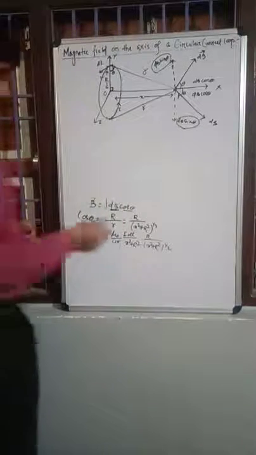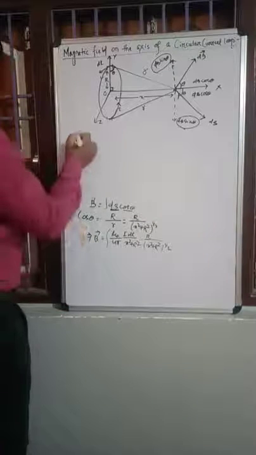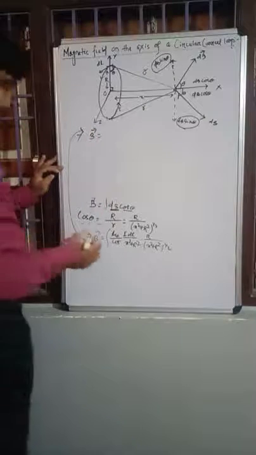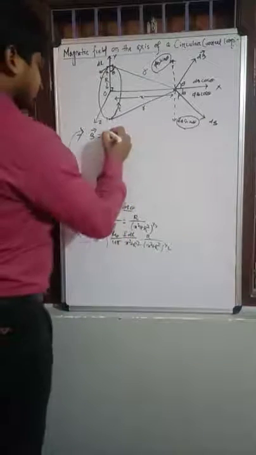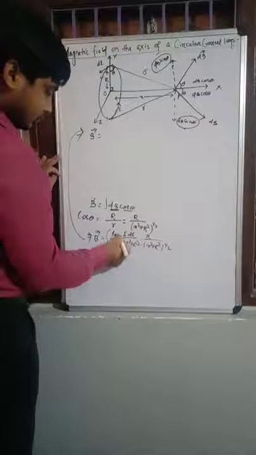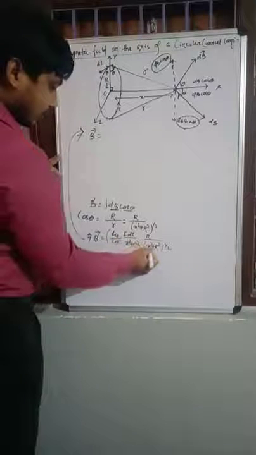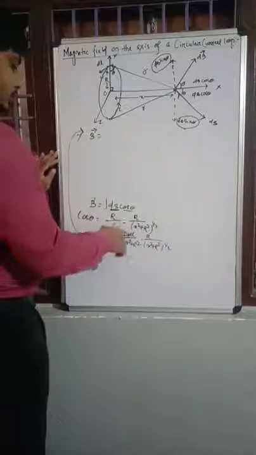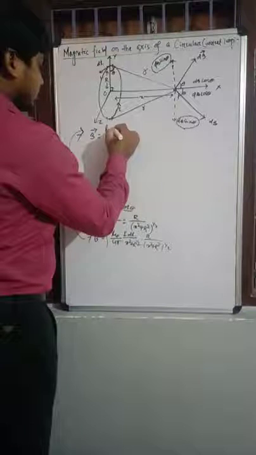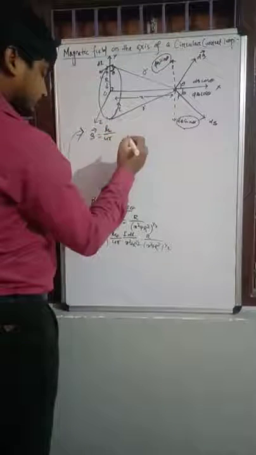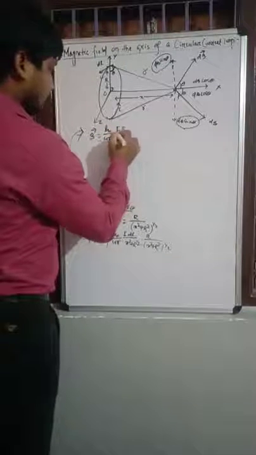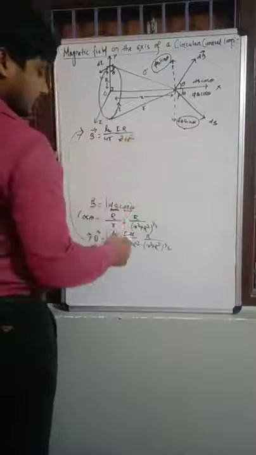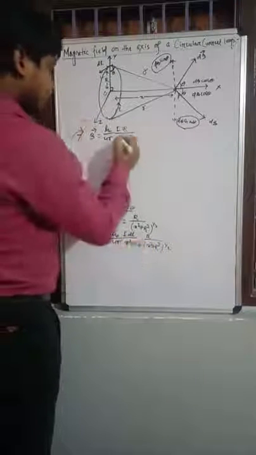Now see, from here this B vector is equal to, you can see that all are constant, only dl is the variable here, so you can integrate over only dl: mu naught by 4 pi I r divided by x square plus r square whole to the power 1 plus half, that is, whole to the power 3 by 2.